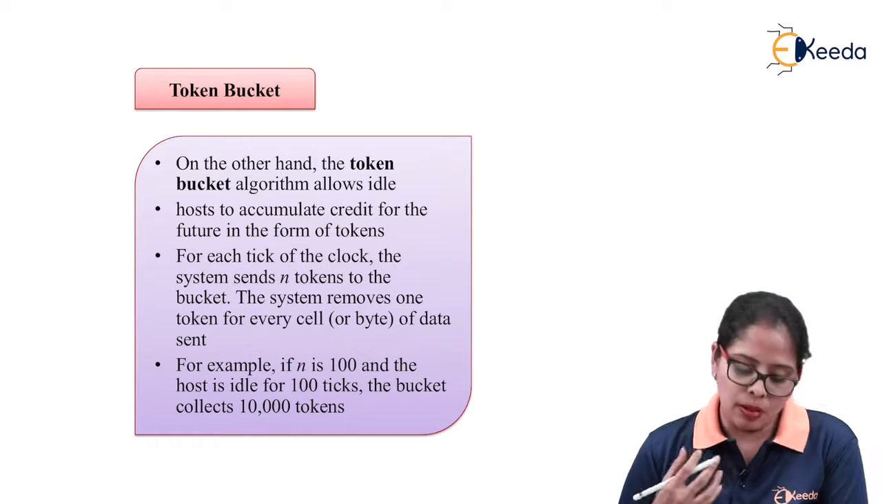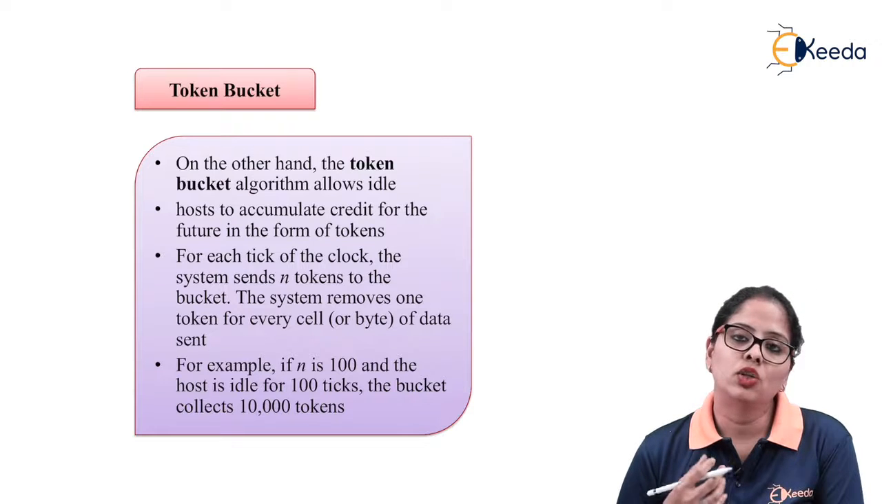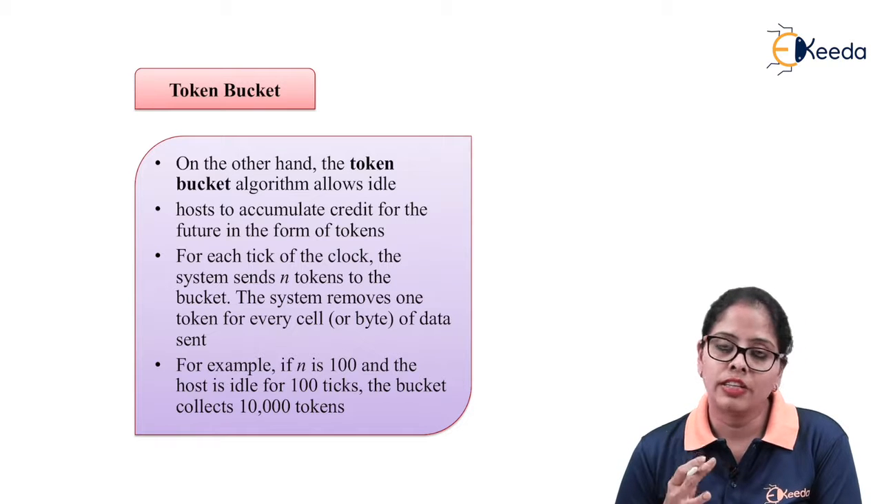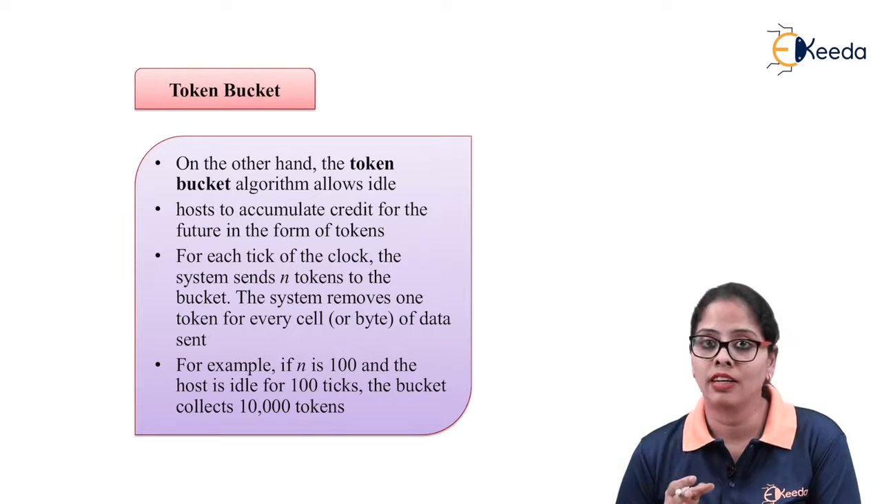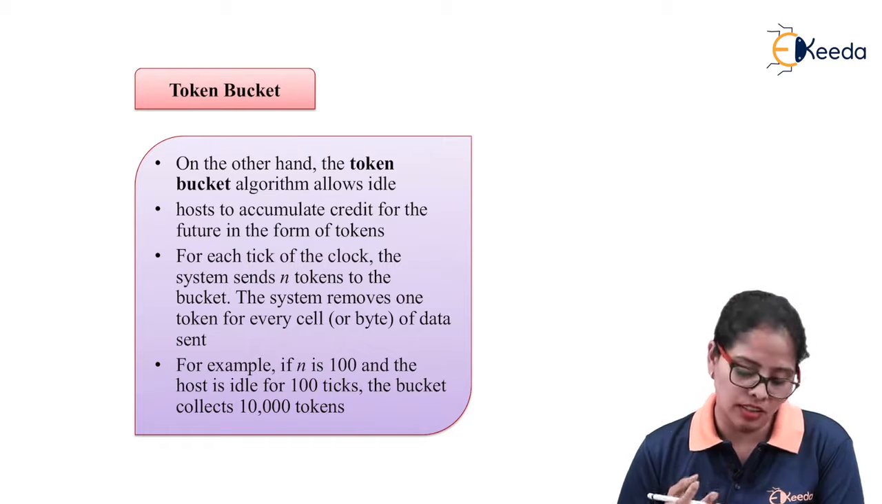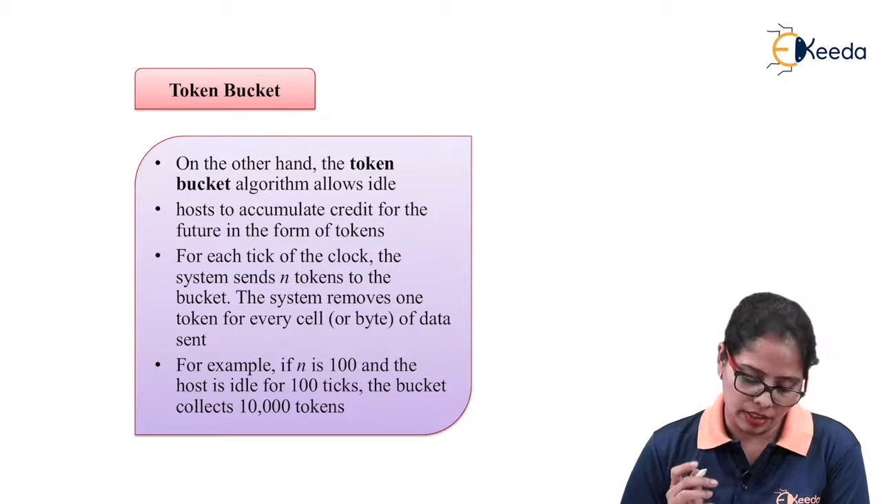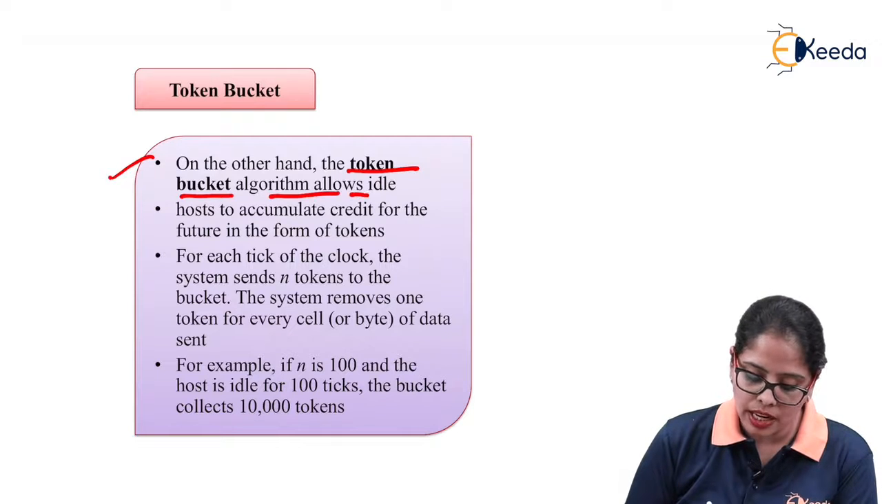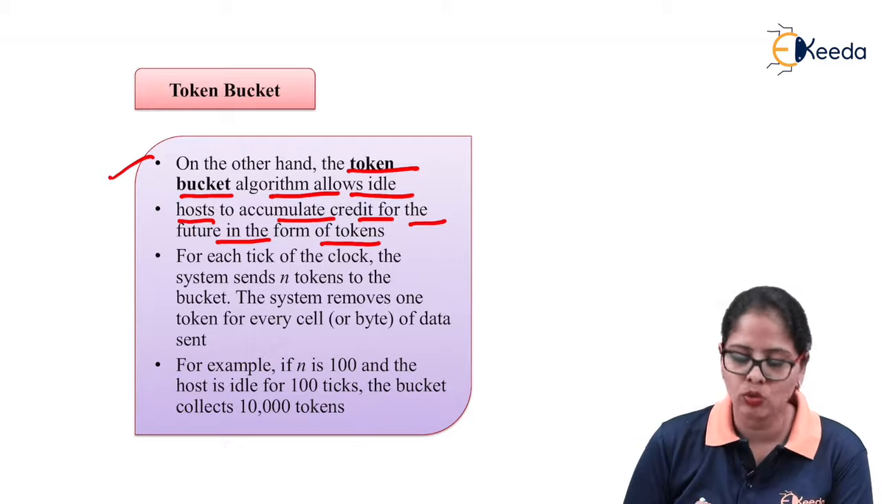So now let us come up with the next technique, that is the token bucket. As you know, the leaky bucket provides a constant data rate, even if the incoming data is bursty traffic or normal traffic. Now to handle the bursty traffic, we come up with the next technique, called the token bucket technique. The token bucket algorithm allows the idle host to accumulate credit for the future in the form of tokens.